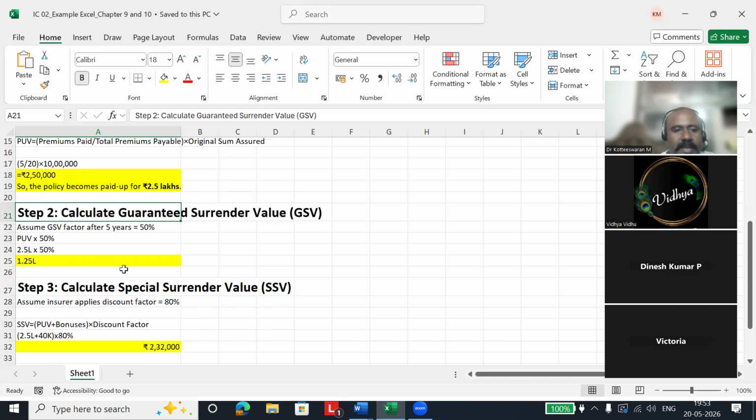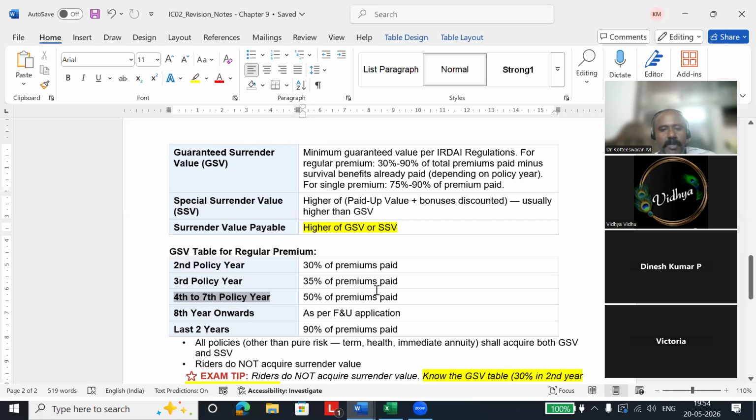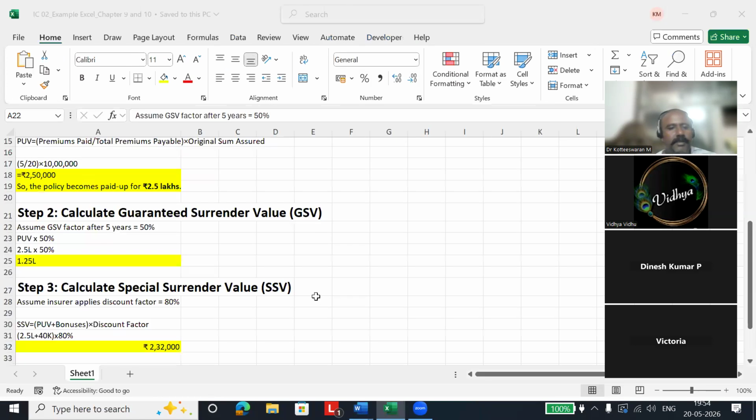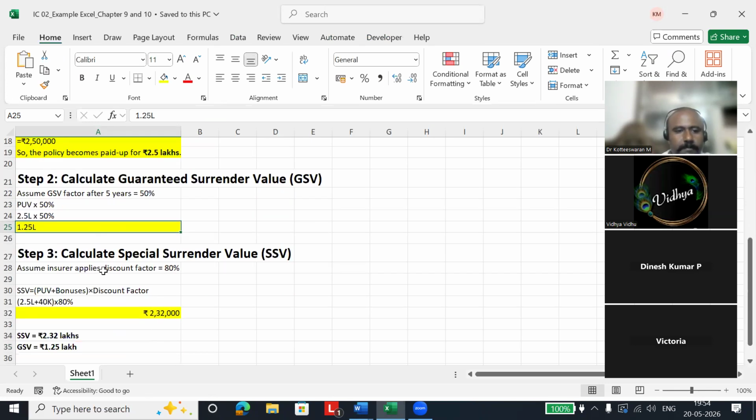The second step, I am going to calculate guaranteed surrender value, GSV. So let's see what is the GSV for a 5th year policy. 5th year policy GSV is 50% of the premium paid. So what is the premium I have paid? 2.5 lakhs. So 50% of the 2.5 lakhs is 1.25 lakhs. So this is the guaranteed surrender value. They are going to give it to me.